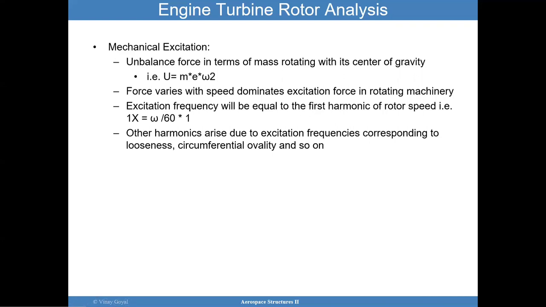The excitation frequency will be equal to the first harmonic of the rotor speed. So if the rotor speed is omega, I have omega divided by 60 times 1, and I call that the first engine order. And then times 2 is the second engine order. Other harmonics will arise due to excitation frequencies that could correspond to looseness. You could have circumferential ovality. Basically, these mechanical excitations are caused by geometry imperfections in the system.